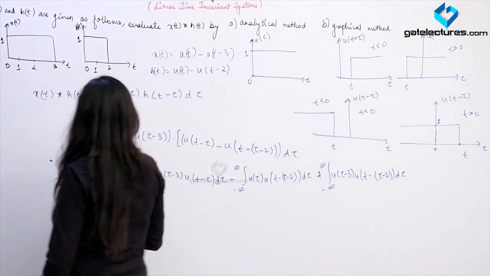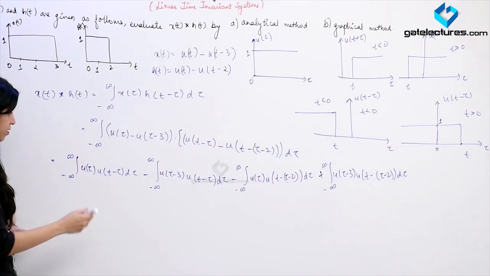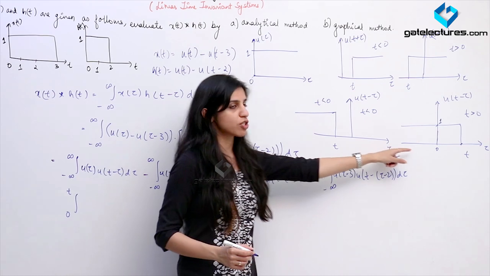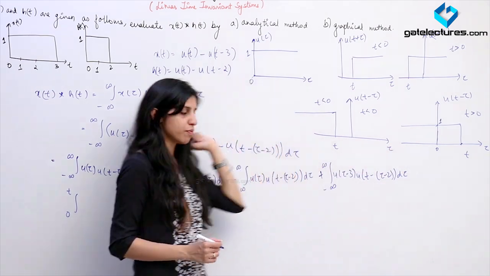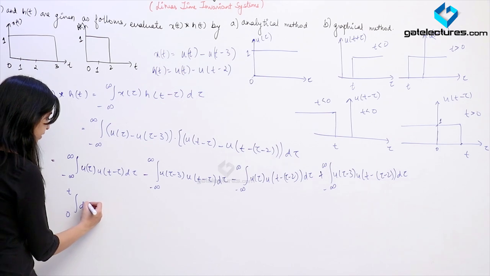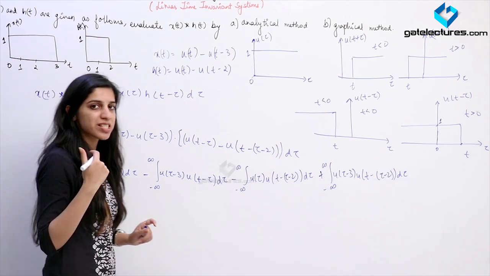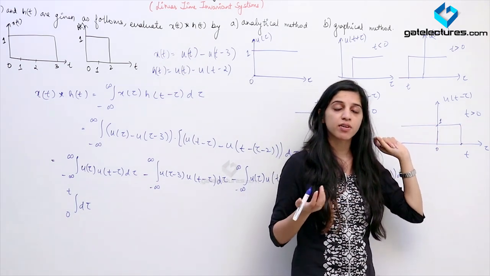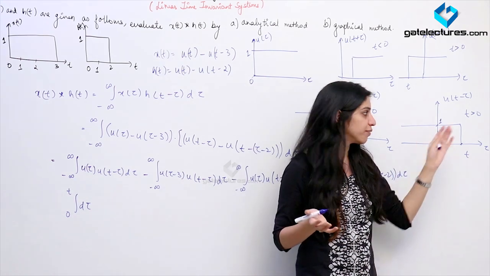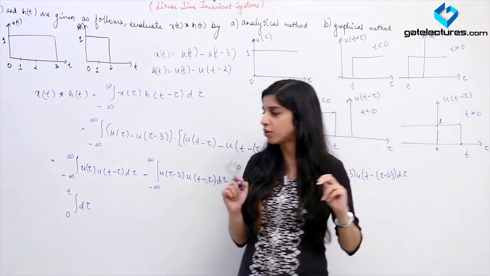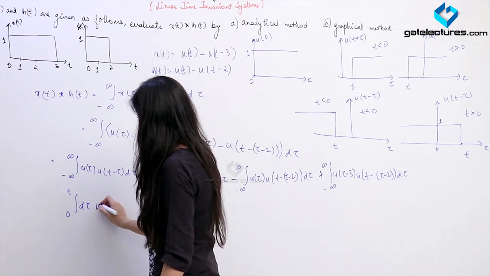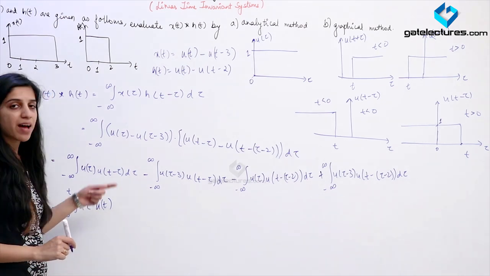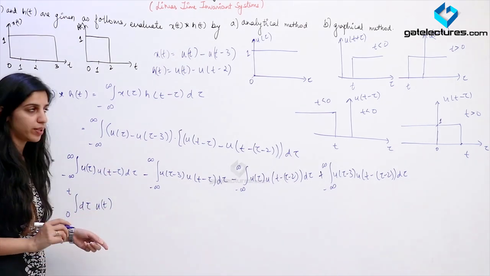So, I can just modify the limits here. Limits should be from 0 to t, because multiplication of these two functions is defined only for tau ranging from 0 to t, d tau. To specify that t can be only greater than 0, what can I say? What is a function which is defined only for values of t greater than 0 and with the magnitude of 1? u(t). So, I am placing a u(t) in multiplication, just to specify that the value of t can be greater than 0 only, right?